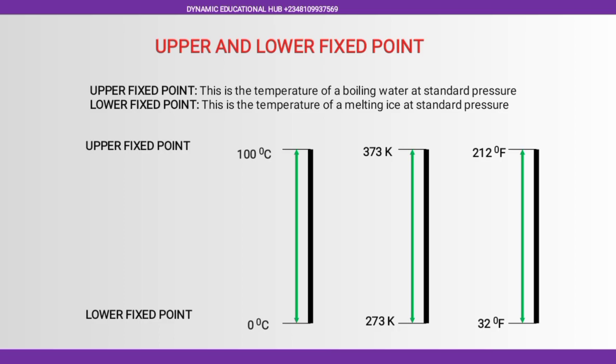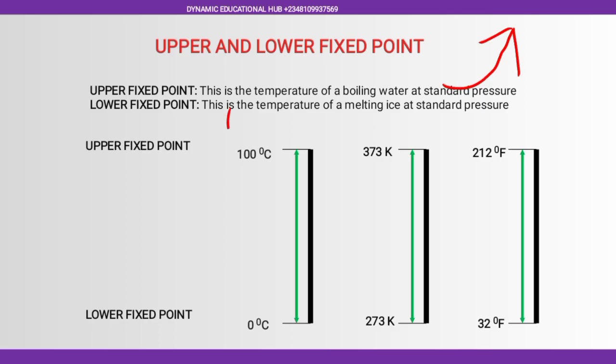Upper and lower fixed point. Now, upper fixed point is the temperature of boiling water at standard pressure. You need to understand the meaning of upper fixed point. It is at standard pressure, because if you are telling us the boiling point of water, water can boil at any temperature. But at a fixed standard pressure, that is when we have our upper fixed point.